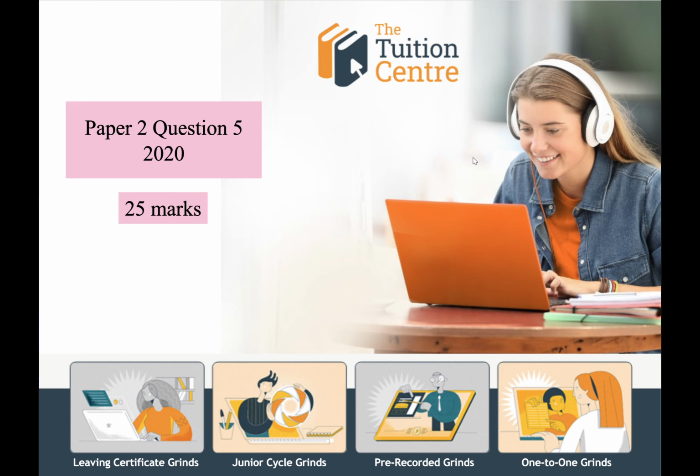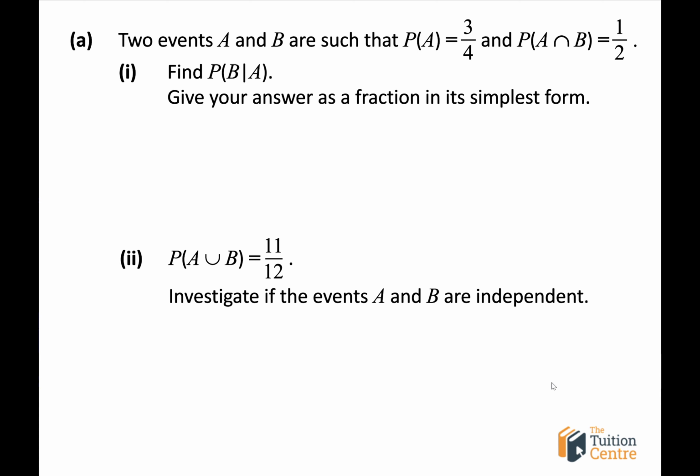Paper 2, question 5, 2020, was one of these kind of Venn diagram questions, conditional probability ones. A lot of times people would say they don't like these questions, but with enough practice you'll find it's the same thing over and over. And the great thing about them is they're unbelievably short.